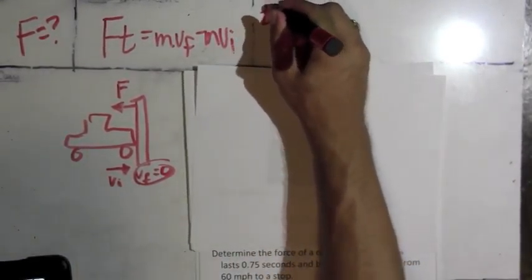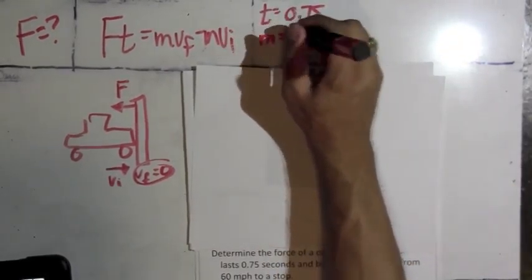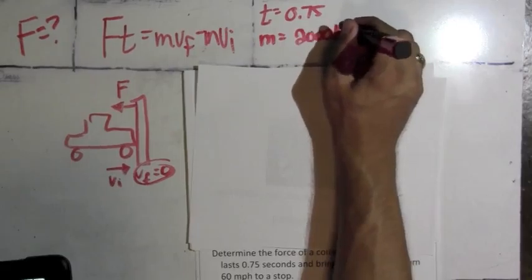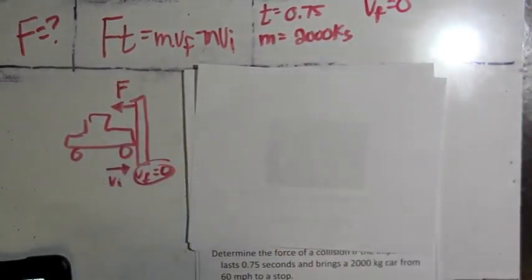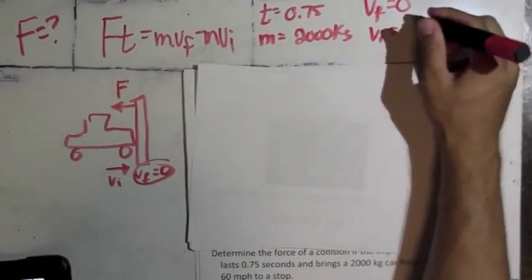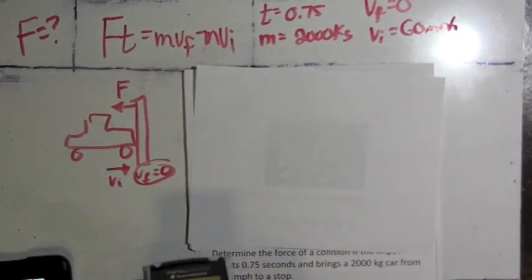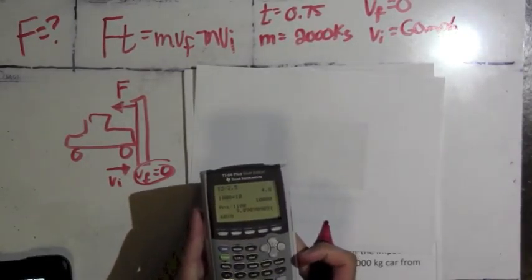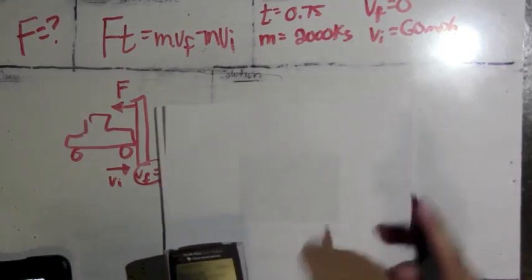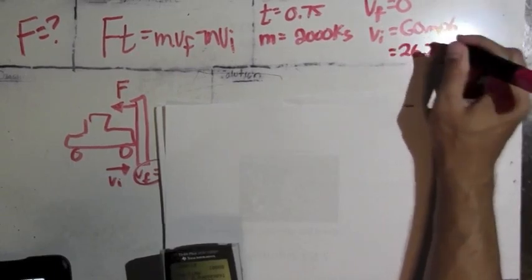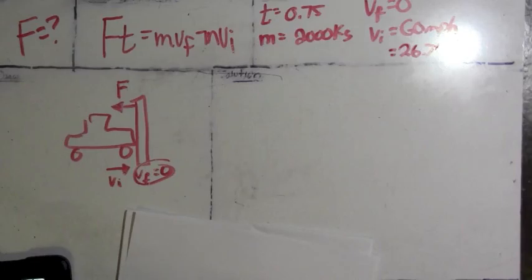We have the time is 0.75 seconds. We have that the mass of the car is 2,000 kilograms. We have that it comes to a stop, so we know the final velocity is 0. And we know that the initial velocity is 60 miles per hour, which to convert, you should know by now that converting miles per hour, you multiply by 1,600, divide by 3,600, and you get 26.7 meters per second.